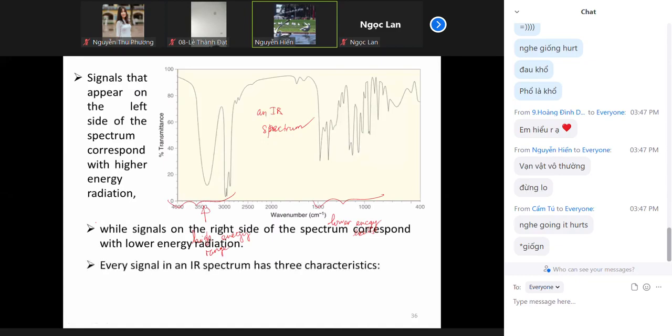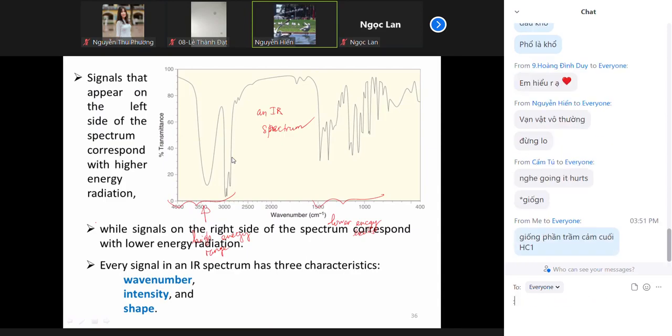And as you remember from our discussions in the last semester, every signal in an infrared spectrum has three characteristics. The first is wave number. The wave number indicates the position of the signal. So the first is position. And the second is the intensity of the signal. The intensity indicates how strong the signal is, how large the signal is, and the last characteristic is shape. How does the signal look like? It can be broad or it can be sharp. So actually there are only two kinds of shape.